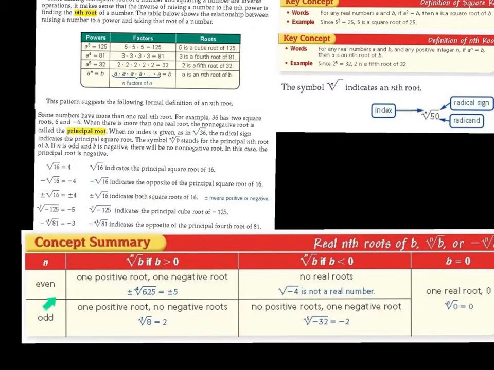So if we have an even index, we will get one positive root and one negative root. Or if b is negative, we're not going to get any real roots because we can't have a number times itself that's a negative. If the index is odd, then we're going to get one positive root, no negative roots. And if the number under the radical sign, the radicand, is negative, we'll just get one negative. So we can multiply a negative times itself an odd number of times and get a negative, and a positive times itself an odd number of times and get a positive. If b equals 0, it doesn't really matter because 0 times itself however many times is always 0.